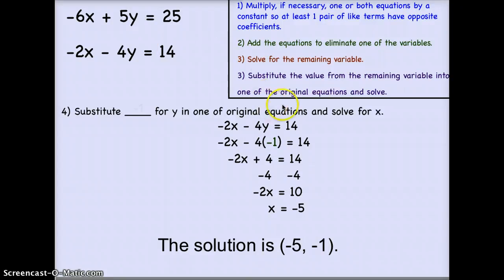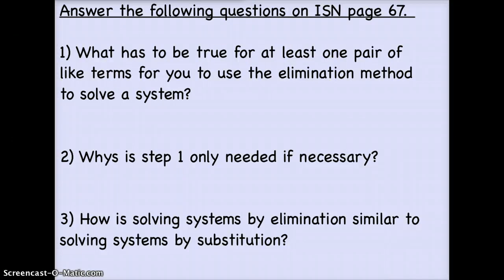The final thing I want you to do is on the left-hand page, page 67 in your ISN, I want you to answer these 3 questions based on what you just learned. So question number 1, what has to be true for at least one pair of like terms for you to use the elimination method to solve? So we can't use the elimination method until you make this true. So go back, hint, hint, refer to step number 1.